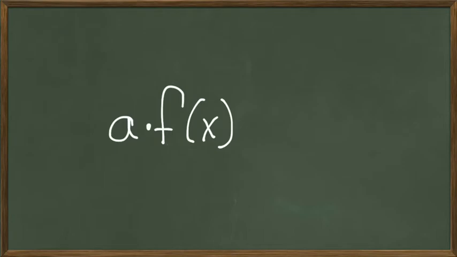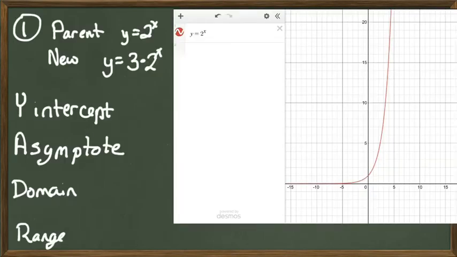So first off, what happens if we have something being multiplied times in front of it? In all of these, the parent function has to be given to you, the b has to remain the same, so that 2 has to be consistent. And so we're looking at the parent function being y equals 2 to the x. And just so you can remember how the graph looked, here it is.